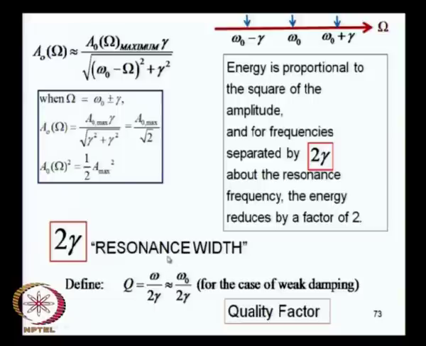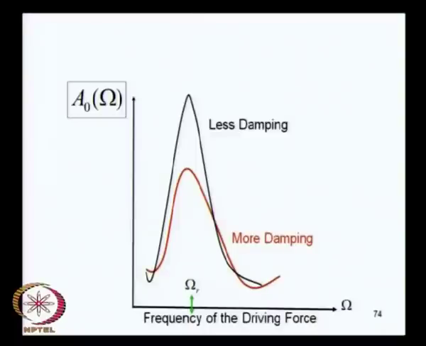So, the ratio of the frequency itself to twice gamma, which is the resonance width, is sometimes called the quality factor. It is a measure of how sharp the resonance is, because the smaller twice gamma is, the larger will be the quality factor. So, you can see that if you have less damping, then the amplitude function has a sharper profile compared to that when you have more damping, when it tends to get flattened out.